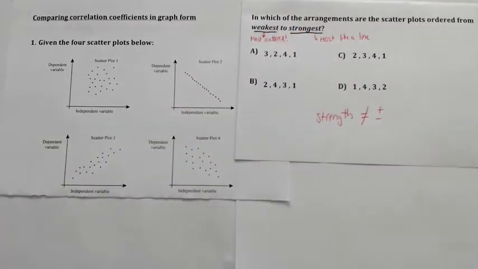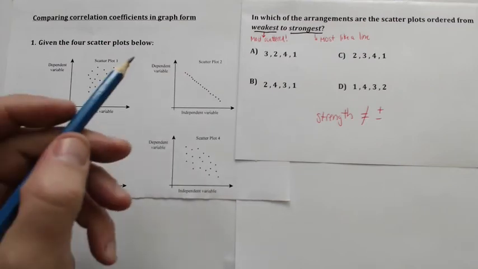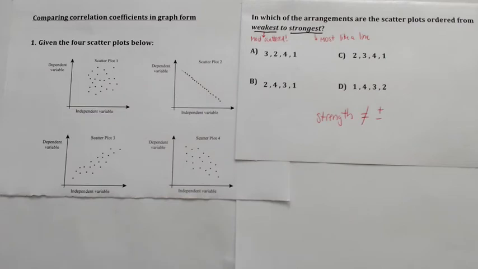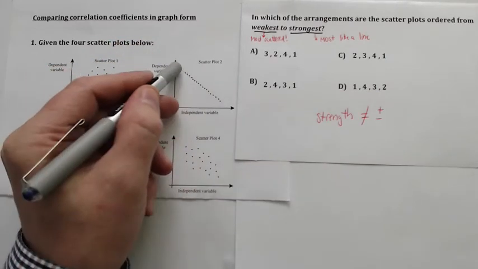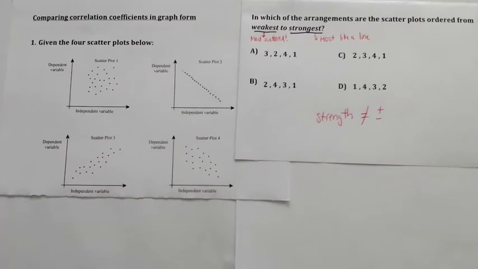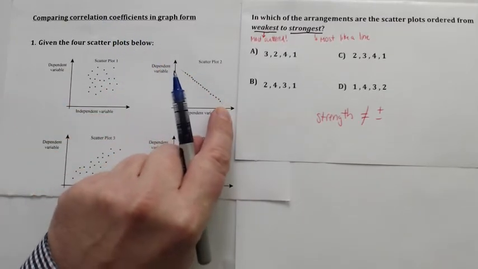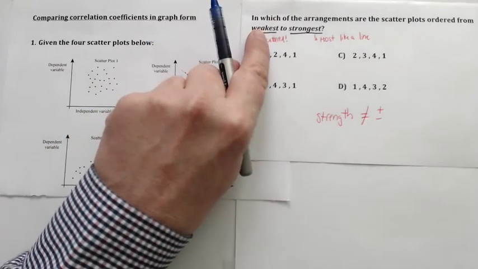So if we come into our 4 scatter plots here, you're going to see it's really easy. The one that's the most linear is that one right there. Okay, it's definitely the one that most resembles a straight line. So this is going to be our strongest one. But the question is asking us to look for the weakest one first.